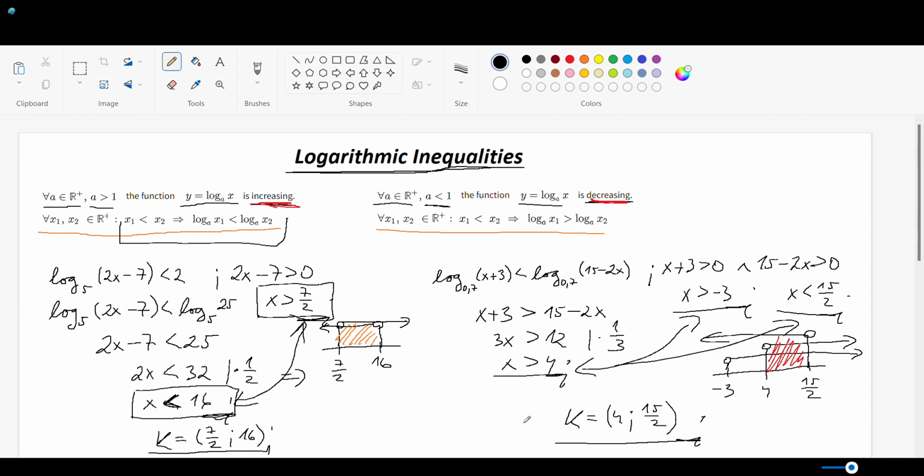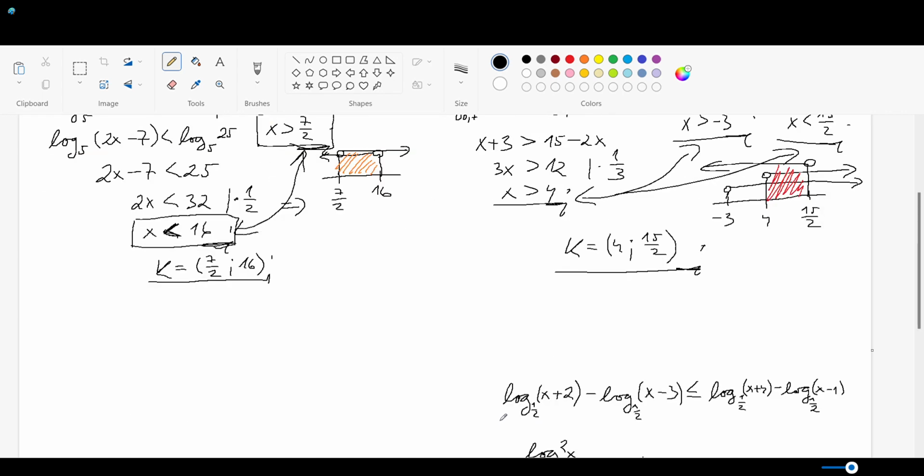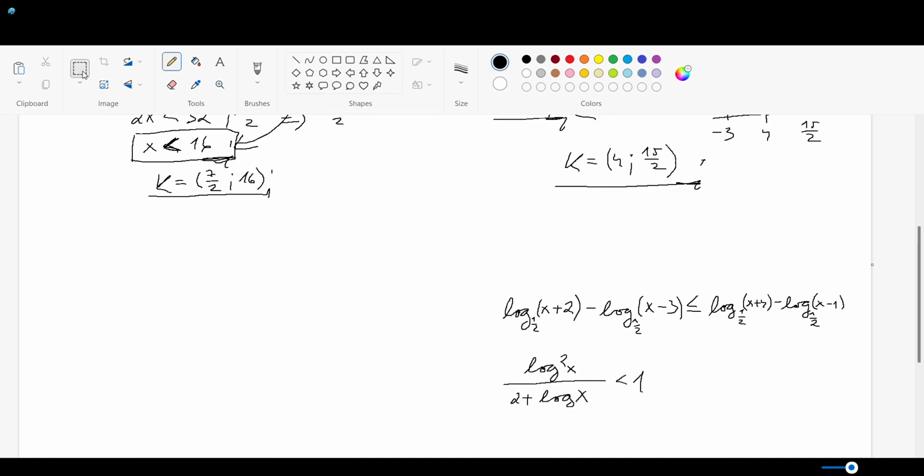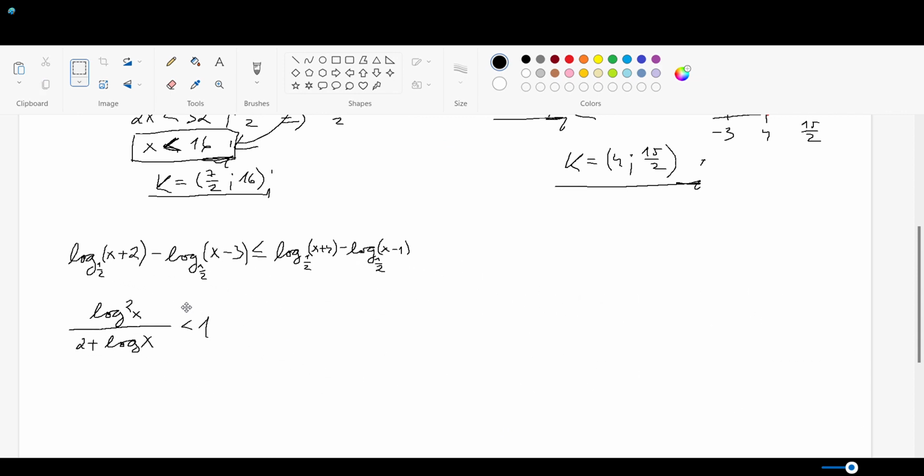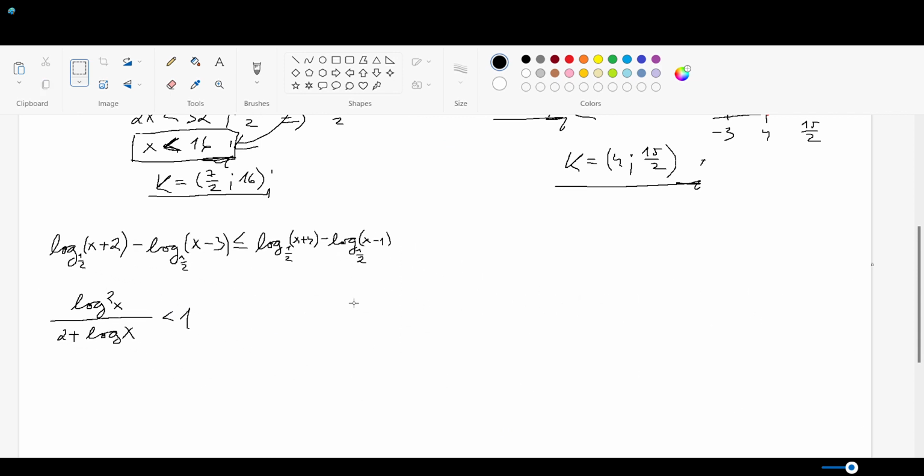Okay, so this was a very basic concept and very simple inequalities. Let's have a look at these two inequalities now, where they are of course not very hard to solve, but they are a little bit more complex, and the last one will be solved by the substitution method, and you will see later on why and how.